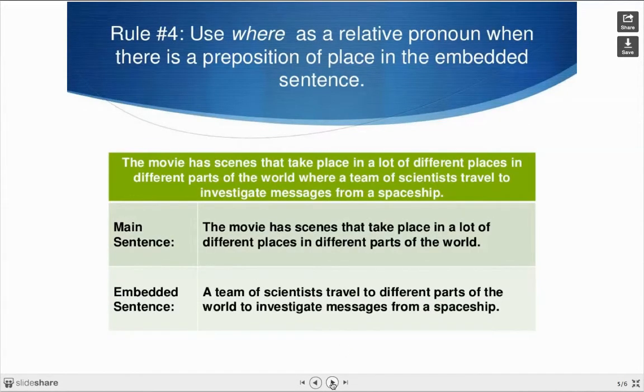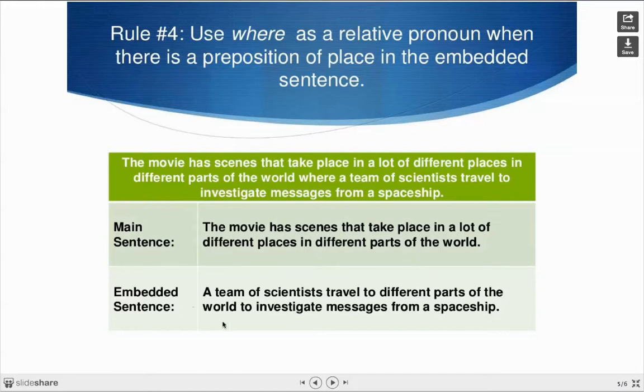Here's a fourth rule. You can use where as a relative pronoun when there's a preposition of place in the embedded sentence. So here is a sentence from your reading. The movie has scenes that take place in a lot of different places in different parts of the world where a team of scientists travel to investigate messages from a spaceship. So your main sentence is the movie has scenes that take place in a lot of different places in different parts of the world.